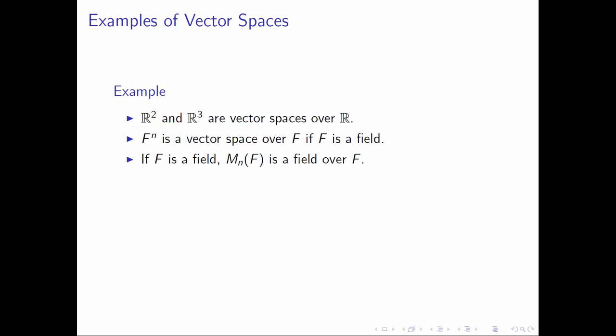Now, in the previous two examples, when we're looking at R2, R3, or Fn, you're talking about the vector space V actually being a field itself. This doesn't need to be the case. We only require that the vector space be an abelian group.